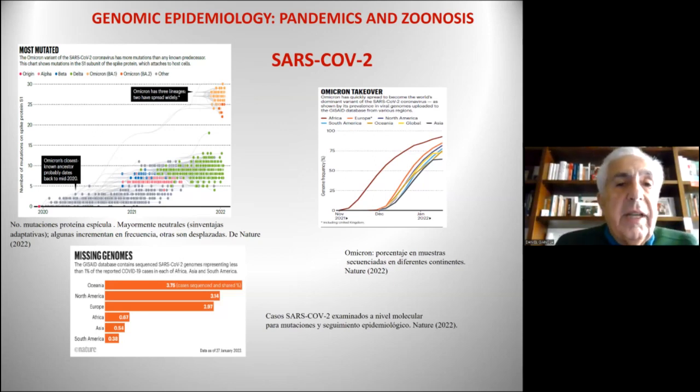Give it mutation and time and things change, and give it a huge amount of time, and then you observe what the fossil record tells us and what DNA tells us. So I think there are lessons to be extracted from this pandemic that carry on to animal and plant agriculture.